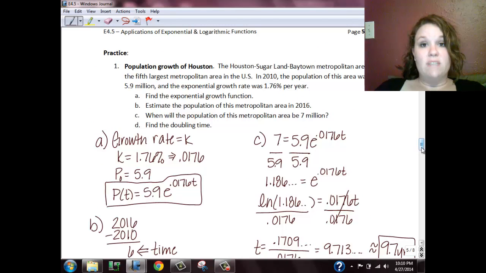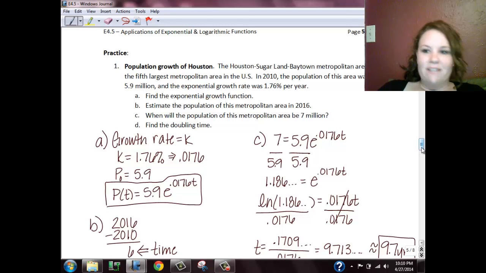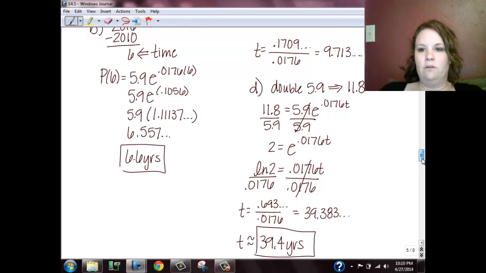All right, so on part D, it's asking me to find the doubling time. So I start out with my initial amount in 2010, which was 5.9, and they want to know how long will it take to double that. So I take 5.9 and multiply it by 2, or double it, which would give me 11.8. So I put in 11.8 as my ending amount.